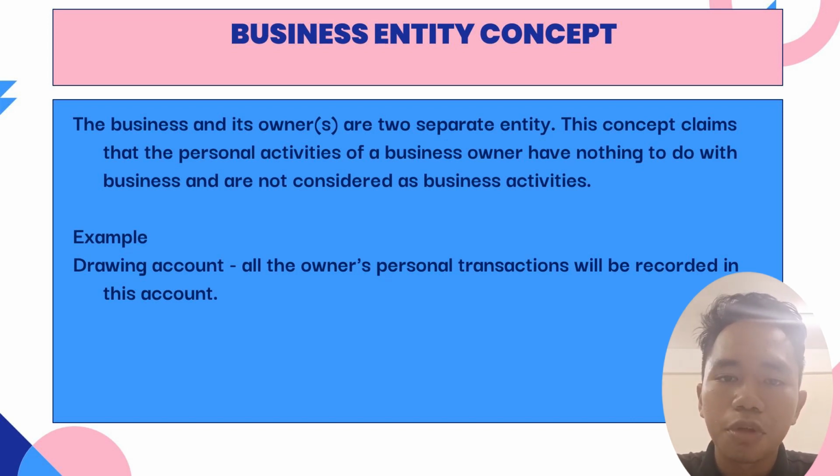For example, the drawing account, where all the owner's personal transactions will be recorded. Insurance premiums for the owner's house should be excluded from the expenses of the business. The owner's property should not be included in the premises account of the business. Any payment for the owner's personal expenses by the business will be treated as drawings and reduce the owner's capital contribution in the business.